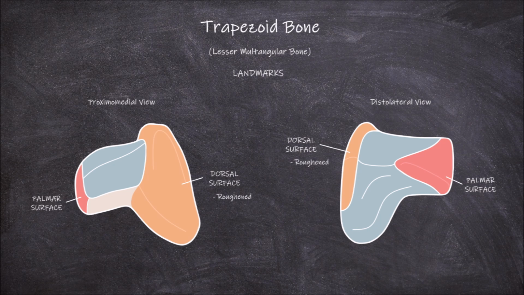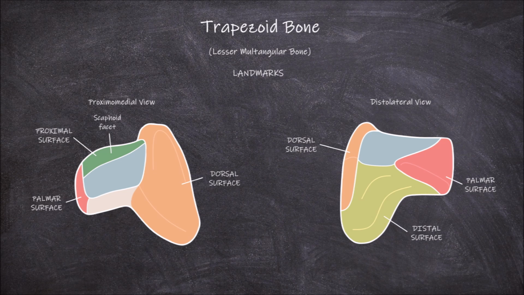The third surface is the distal surface. This surface is triangular and has a facet on it for articulation with the second metacarpal bone. The fourth surface is the proximal surface. This surface is slightly concave and has a facet on it for articulation with the scaphoid bone.